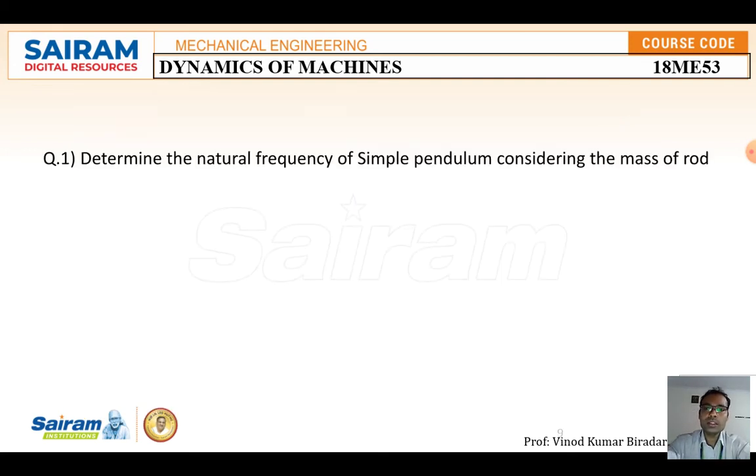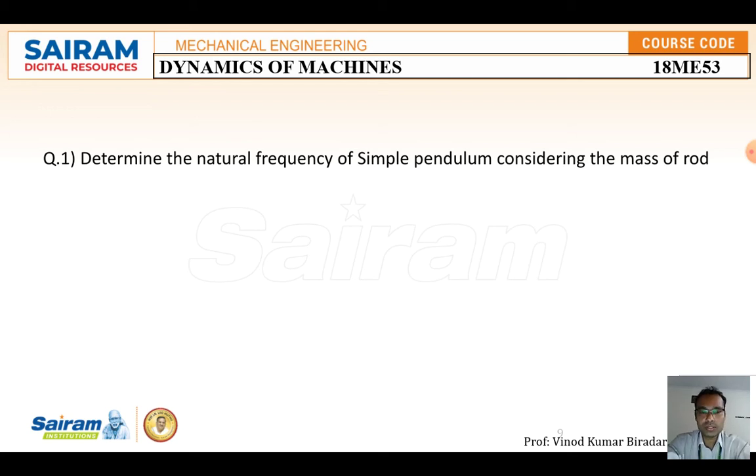In this PPT I am going to solve one problem, a simple pendulum. They may ask you like this: determine the natural frequency of a simple pendulum considering the mass of the rod. This last line is very important. Sometimes they may ask you to neglect the mass of the rod. In this problem they are asking to determine the natural frequency of the simple pendulum considering the mass of the rod. I already told you what natural frequency, angular frequency and damped frequency mean, so omega d is equal to what, omega n is equal to what. Before solving the problem, you have to understand the three different methods, the notations and some basic definitions.